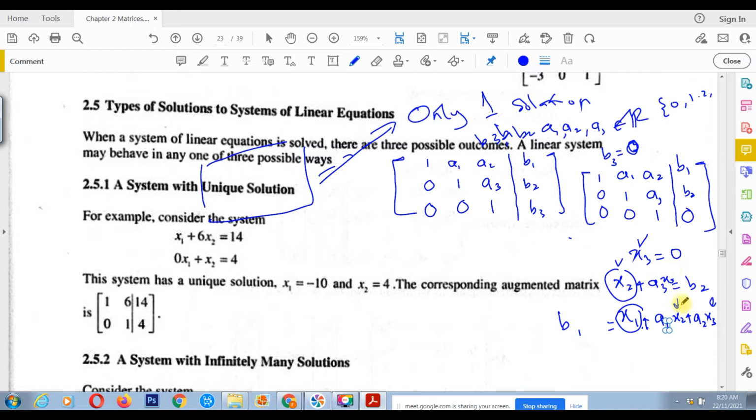So here it is without numbers, but make sure the pattern is like this. Just make sure the pattern is like this, so it will be a unique solution.